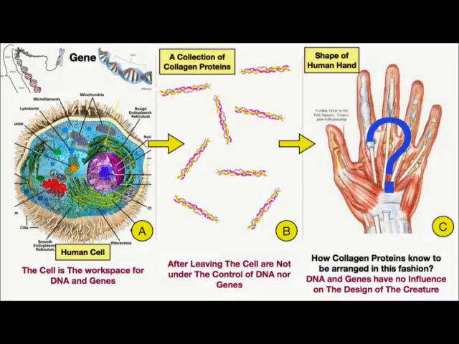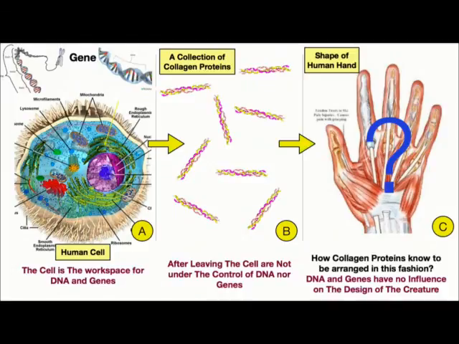So as you can see on the screen, let's start from left to right. On the left we have the cell, which is the workspace of genes and DNA, meaning that genes and DNA can only work within the cell. And when the DNA is read, proteins are produced and they're excreted outside of the cell. Let's take the collagen protein as an example. As you can see in the middle, we have millions and millions of collagen proteins outside of the cell, and they are no longer under the control of the genes and DNA.